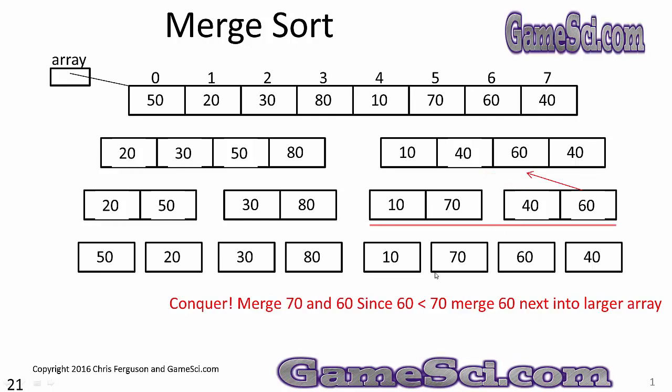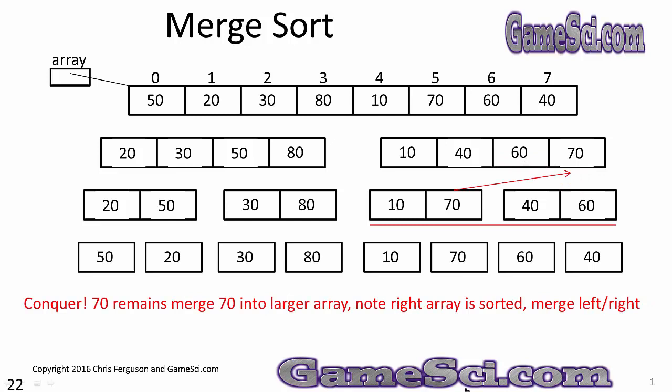With 60 and 70 left, during our conquer phase, since 60 is less than 70, the 60 merges next. All that's left during our conquer is the 70. The 70 merges into the larger array. Note the right array is now sorted.